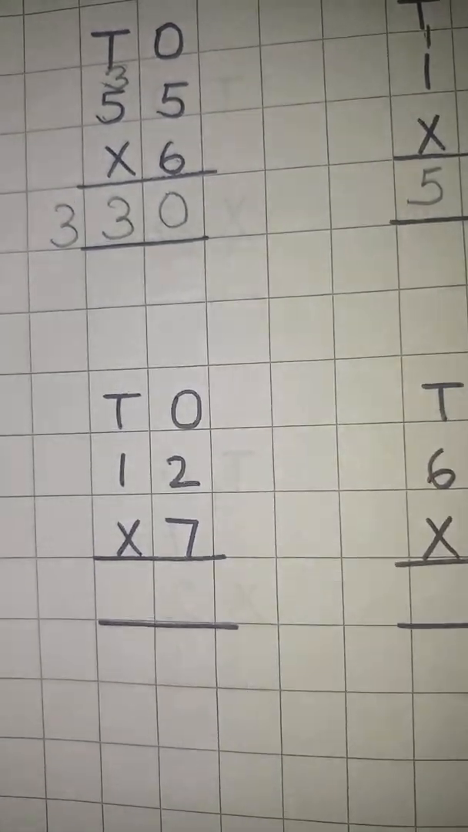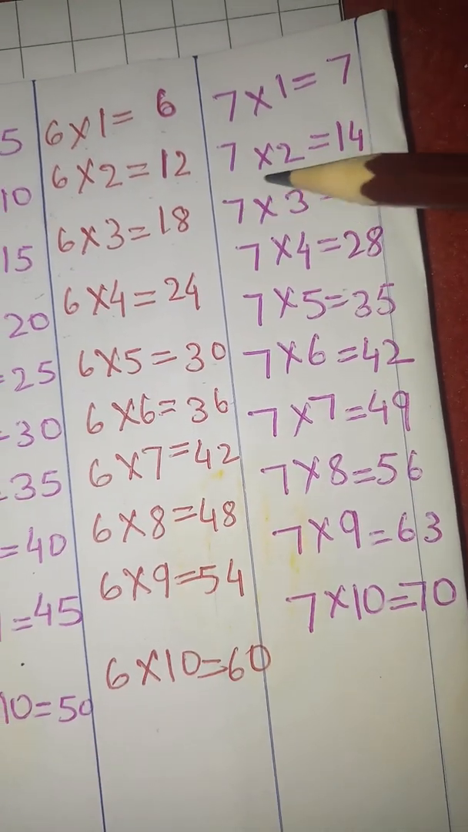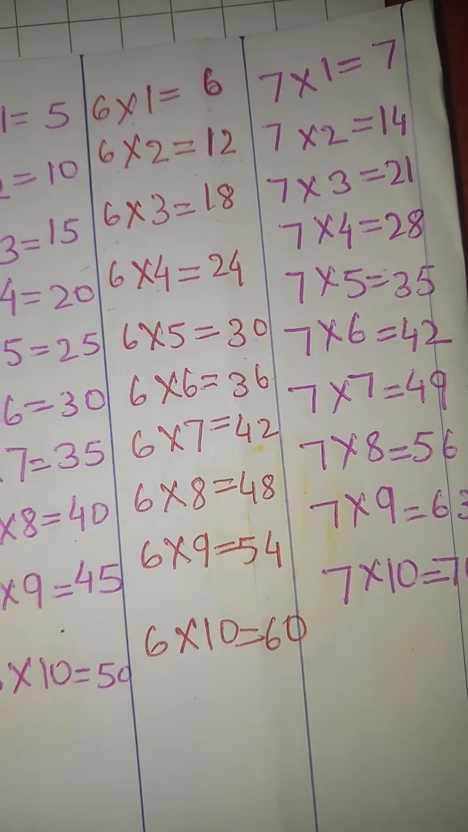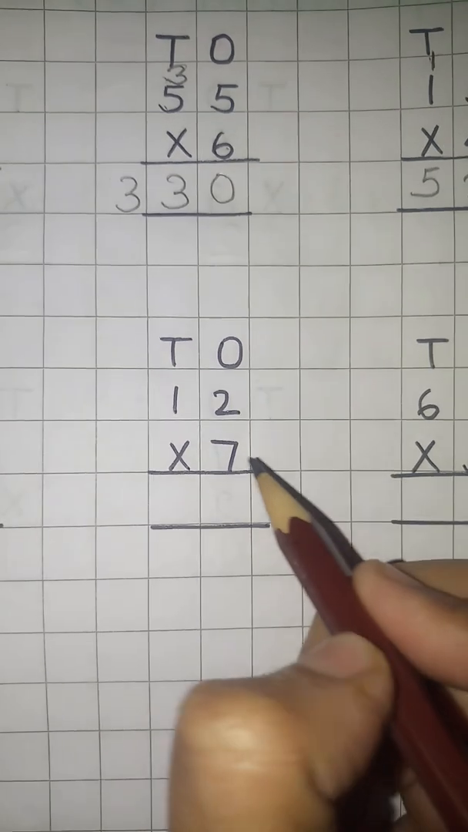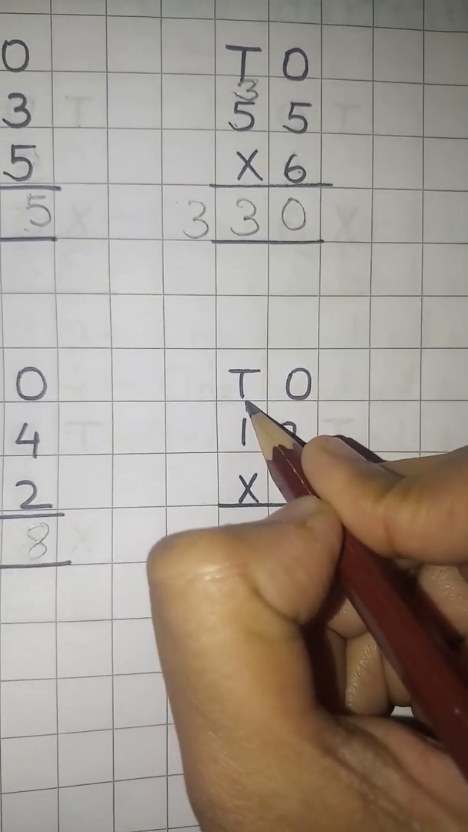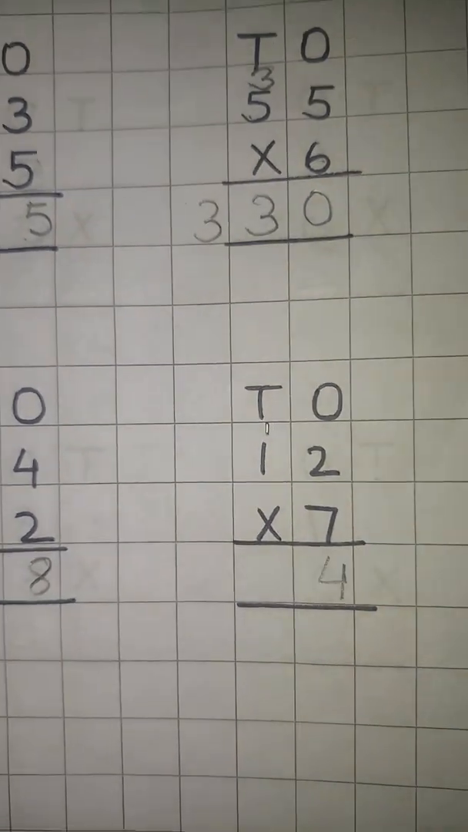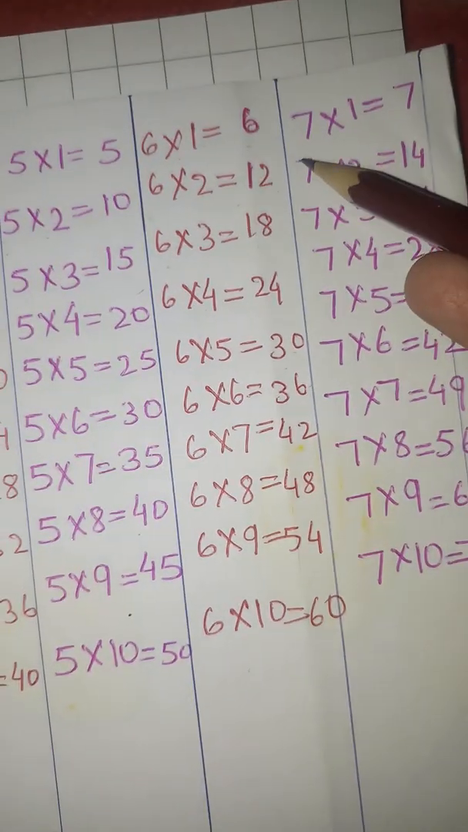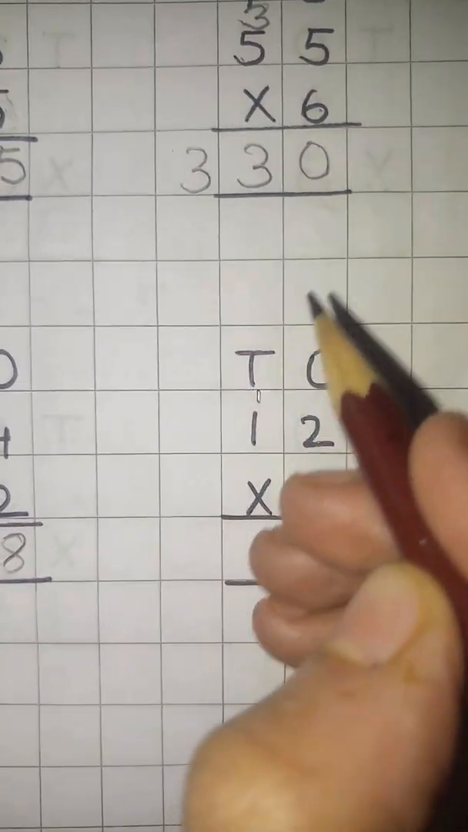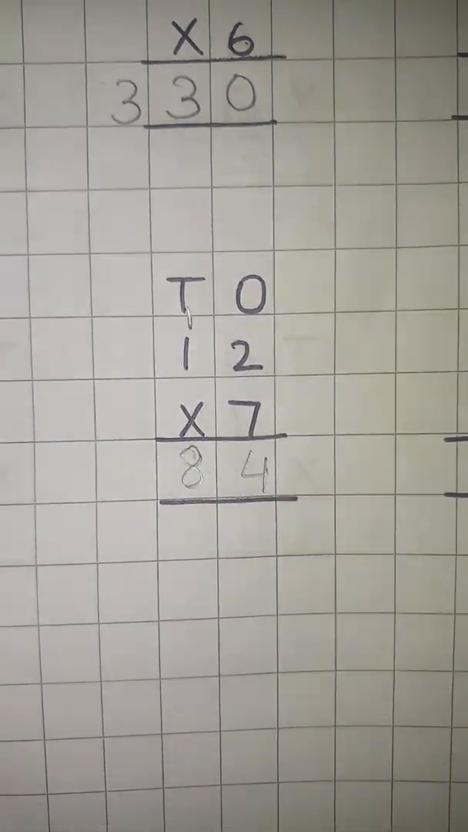Next, 7 into 2. Let's see in a 7's table. 7 into 1, 7. 7 into 2, 14. So we will write 14's 4 here and 1 carry over. Then 7 into 1, 7, plus 1, 8. So we will write 8.